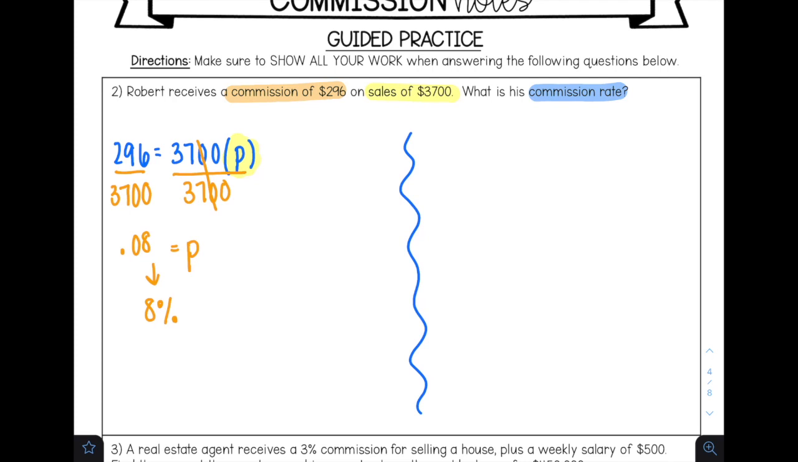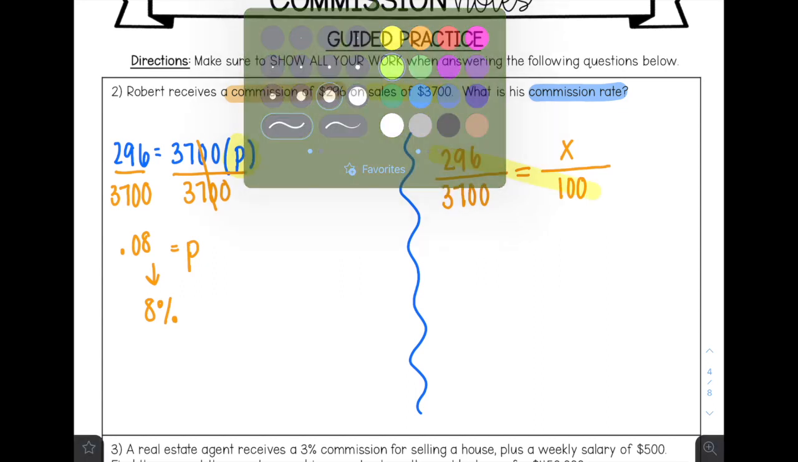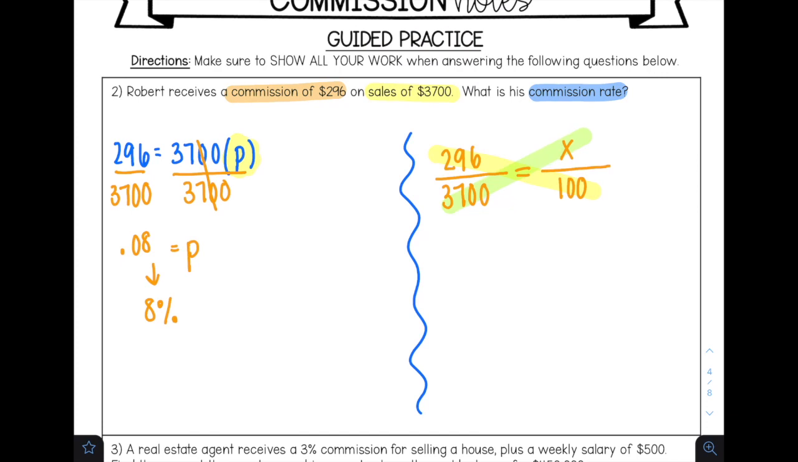Okay? When you're using your proportion, you have your 100 in the denominator, you have your total sales, which is 3,700, and you already know your commission is $296. So your percent is what you're missing and looking for. Cross multiply; you can scale up or scale down, whichever you prefer. Both are going to give the same answer. You have 3,700x equals 296 times 100.